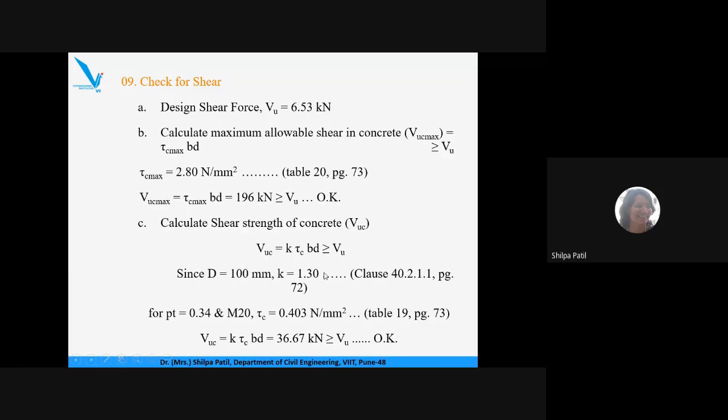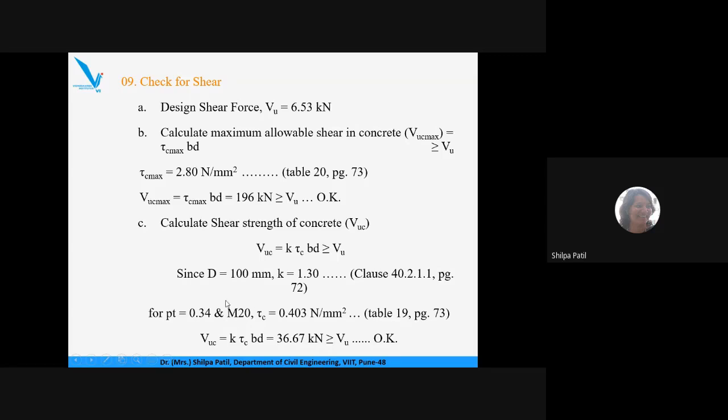So putting all these values, K is 1.3, tau C is 0.403 and with the BD value, our VUC is coming as 36.67 kilonewton, which is greater than VU of 6.53. So our check for shear is also satisfied. If this check is not satisfied, it means again you have to increase the D, or you have to increase the grade of the concrete from M20. Or you can even increase the percentage steel, but increasing percentage steel is risky because at the same time we should not turn our slab into an over-reinforced section. So instead of increasing the percentage steel, either increase the depth or better to change the grade.